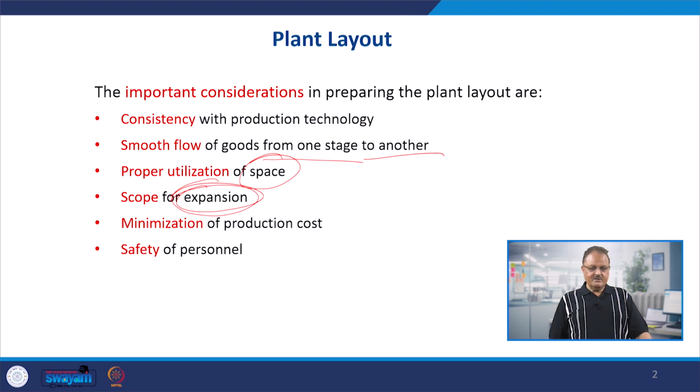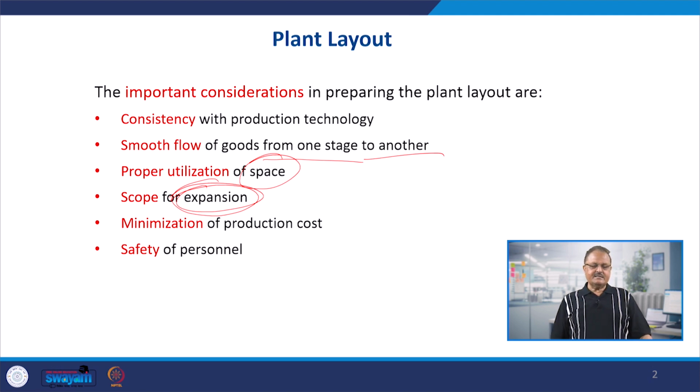Maybe within the given plot size, or maybe within the given plant area, or maybe within the given space, or maybe adjacent to that. Or maybe if we are not getting the appropriate space adjacent to the existing plant, we have to buy a piece of land at some other place and we have to expand it. So if that kind of situation arises, why not keep the scope in the beginning itself? Why create a situation where tomorrow we want to, or we are in a position to expand, but we don't have the space.